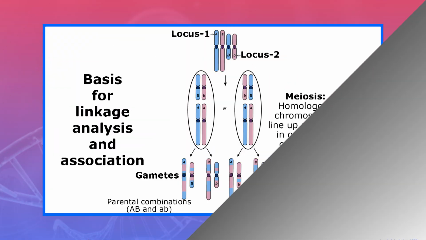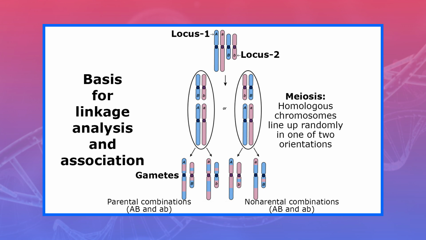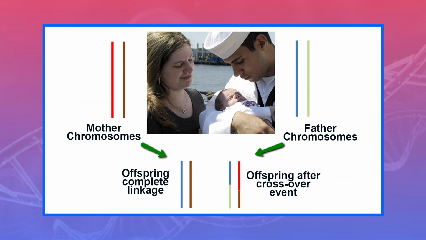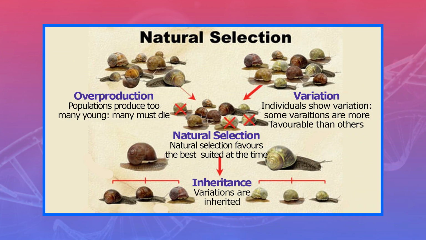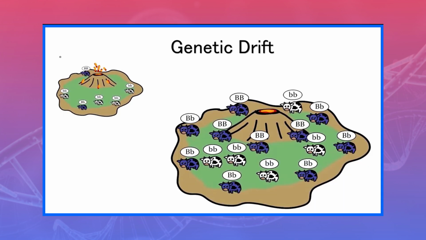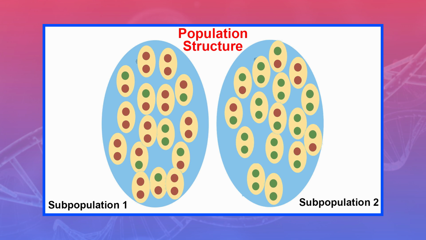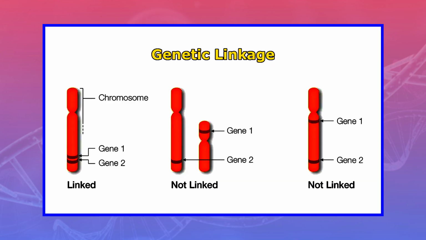Loci are said to be in linkage disequilibrium when the frequency of association of their different alleles is higher or lower than what would be expected if the loci were independent and associated randomly. Linkage disequilibrium is influenced by many factors including selection, the rate of genetic recombination, mutation rate, genetic drift, the system of mating, population structure, and genetic linkage.